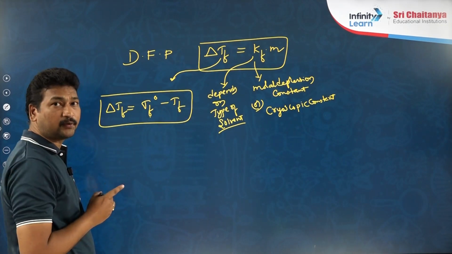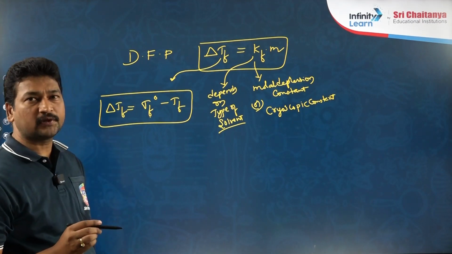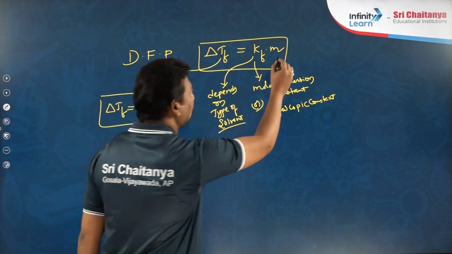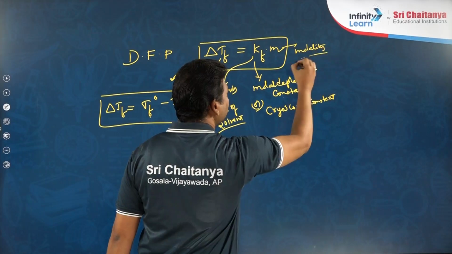It is directly proportional to vapor pressure. My dear students, vapor pressure and freezing point are proportional to each other, which is inversely proportional to boiling point, right? Where M is the molarity of the solution, just like the previous expression.